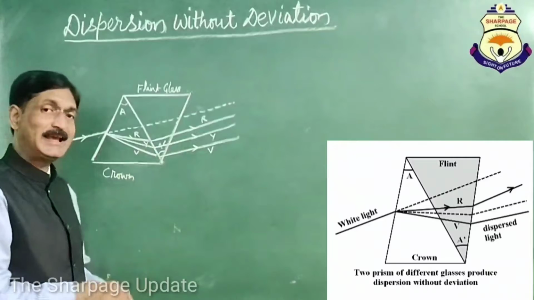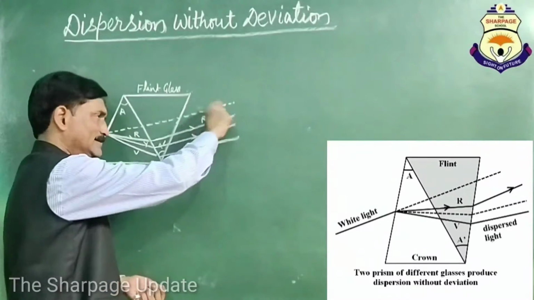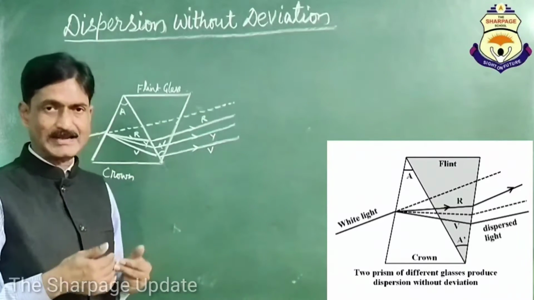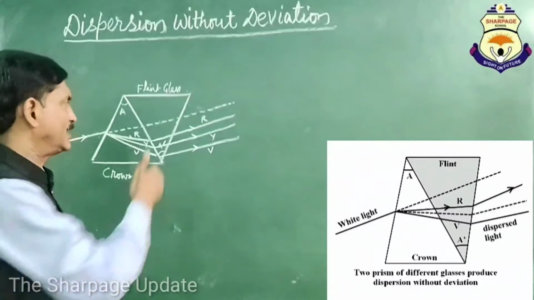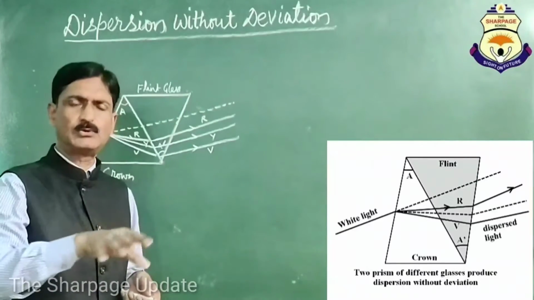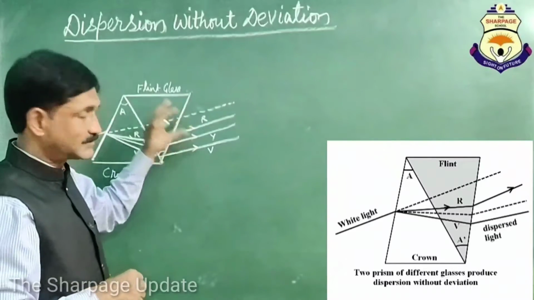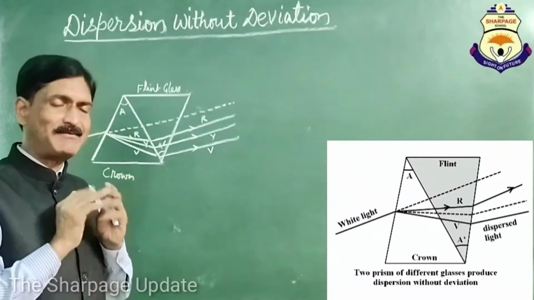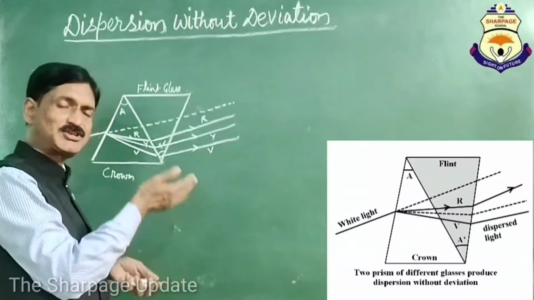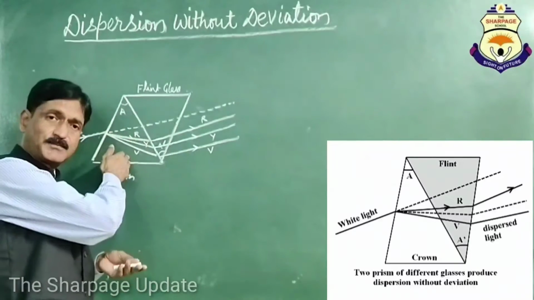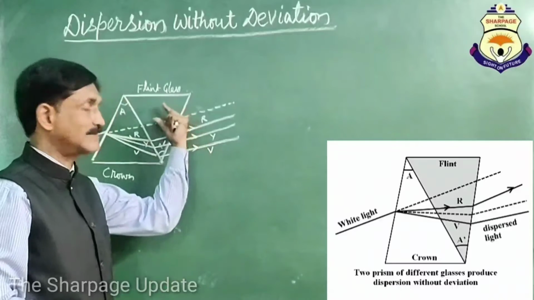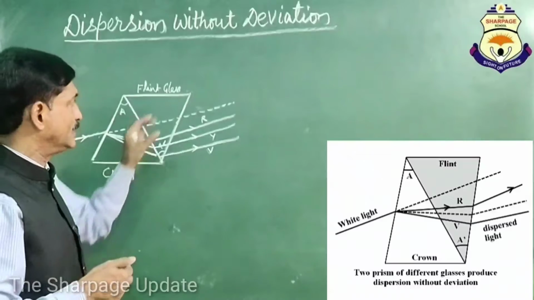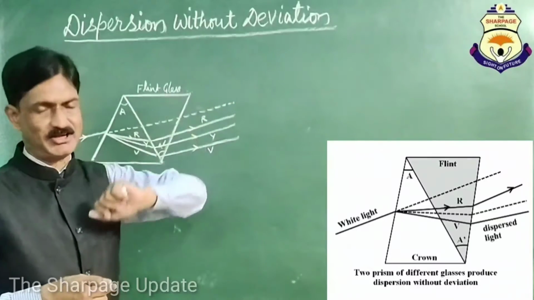So friends, you can see here that the direction of the incident ray and the direction of all the emergent rays are the same, or the incident ray and emergent rays are parallel to each other. So this phenomenon is known as dispersion without deviation. It means the deviation of the first prism is cancelled by the second prism, but not the dispersion. So this process is called dispersion without deviation.